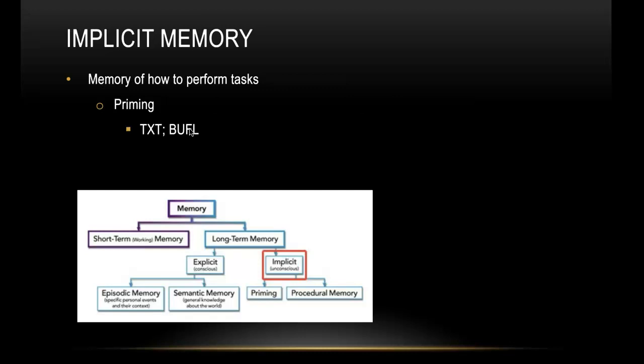The next type of memory is implicit memory, which is the memory of how to perform tasks. Examples would be riding a bike or swinging a bat. It's getting somewhere by habit, that would be another example. An easy way to put it would be things that you know how to do without focus.